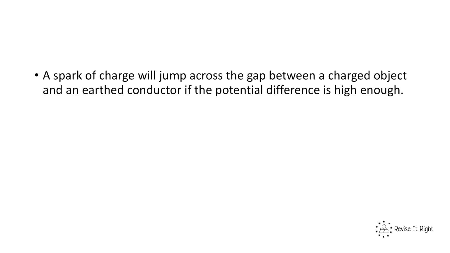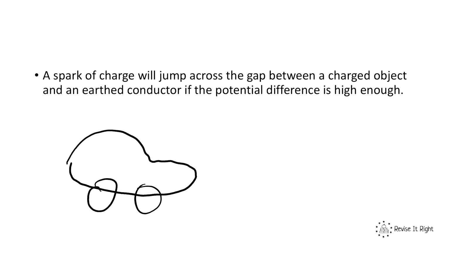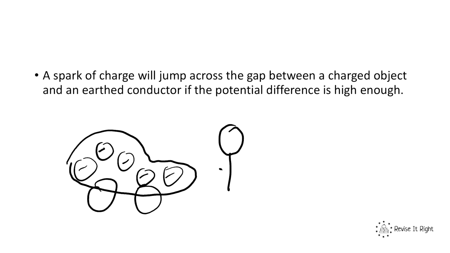A spark of charge will jump across the gap between a charged object and an earthed conductor if the potential difference is high enough. Let me explain in terms of a car. Let's assume this car is building up a negative static charge. If a person then comes along, and this person is earthed, meaning they're touching the earth, it completes the circuit between the car and the earth when the person touches it.